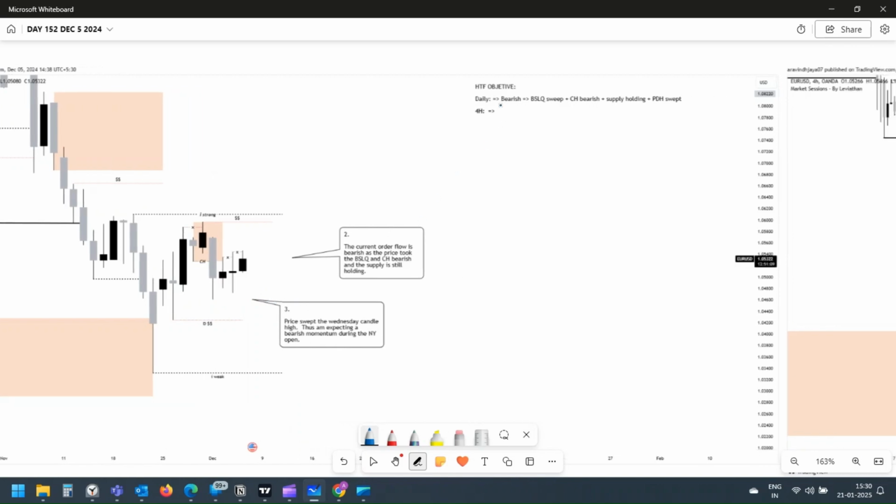So bearish, why? Buy side liquidity sweep and CHoCH bearish. And yeah, it's also a CHoCH bearish. So price took the buy side liquidity, it's a strong supply. So supply holding and the price also swept the previous day's high. All these in confluence support me to take shorts.